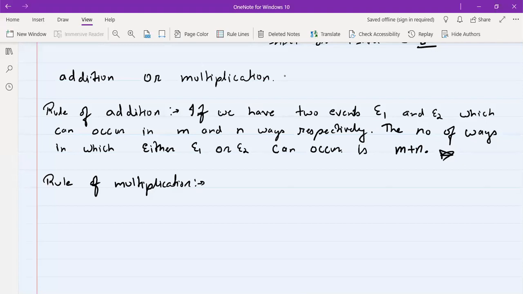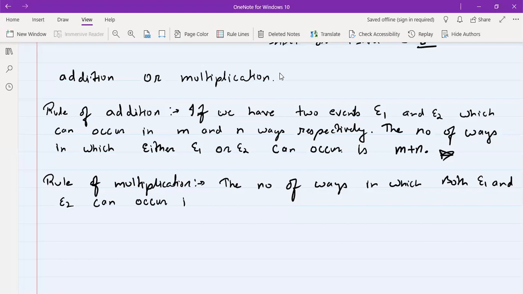Yes, right? So again, the statement is the same. If you have two events, E1 and E2, which can occur in M and N ways respectively, then the number of ways in which both E1 and E2 can occur, stress on the word and, is M into N ways.